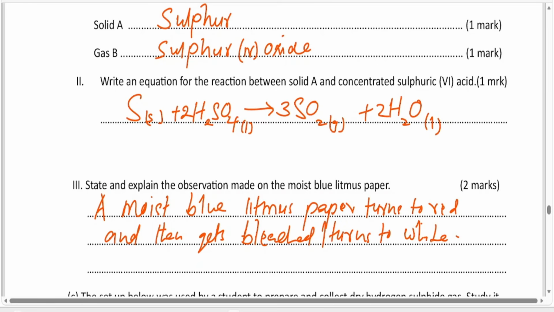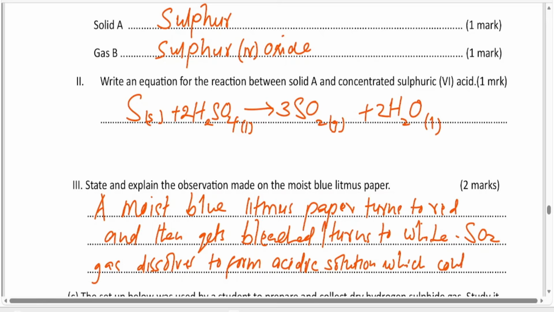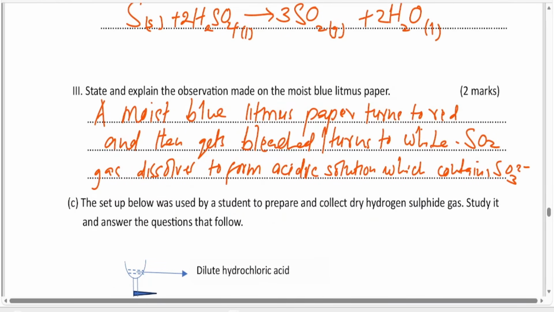So we explain by saying that sulfur IV oxide gas dissolves to form an acidic solution which contains sulfite ions, which has a bleaching property.